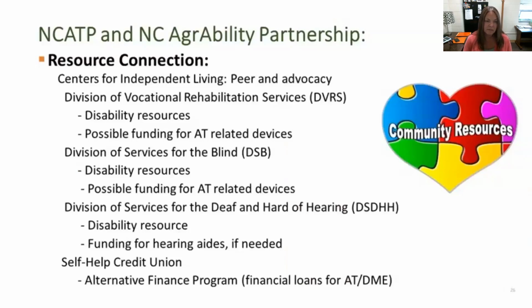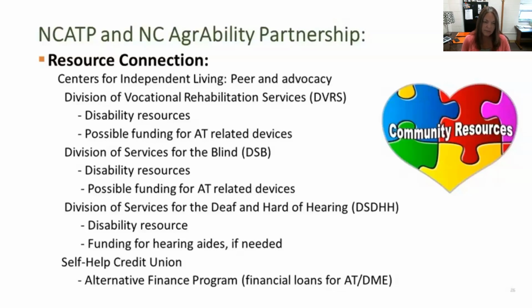Being involved in the medical and disability related community, we've had access to community partners like the Centers for Independent Living. One of them, of course, is a key partner on the AgrAbility grant. And then we have a couple of other independent living centers across the state that have provided peer and advocacy support. And then, of course, that connection to vocational rehabilitation, Easter Seals, UCP, Betty mentioned, as well as the Self-Help Credit Union and some other resources, Baptist Men's Ministry, some of the veterans programs that have also been able to purchase some items.